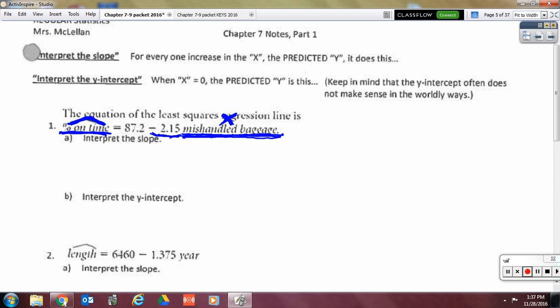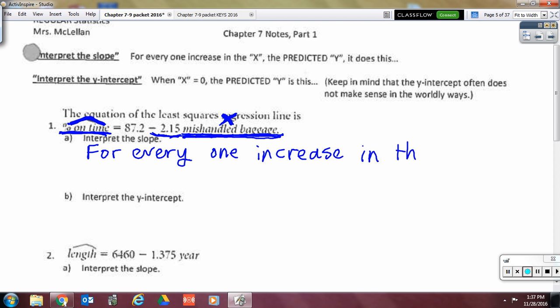Okay, good. So let's write that down exactly like that, and then we're going to talk about the song to help you with that. So for every one increase in the x, which is the mishandled bags, so for every one increase in the mishandled bags, you could also say for every additional mishandled bag. And if you do not use the word predicted, it's wrong.